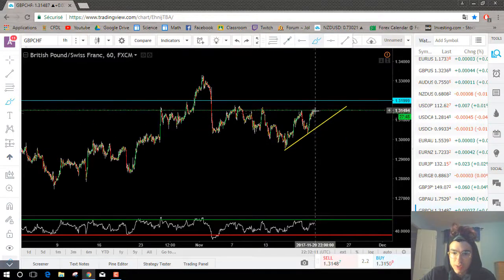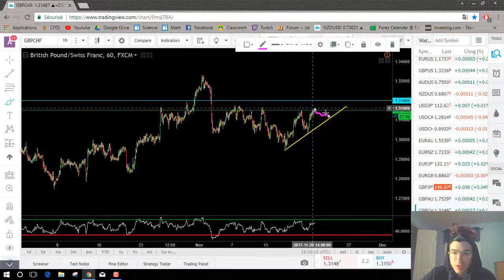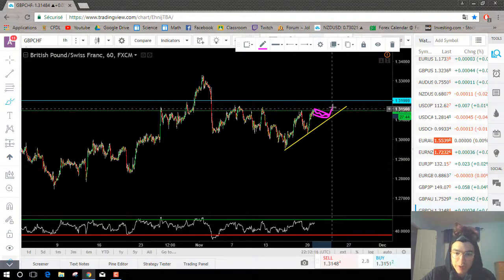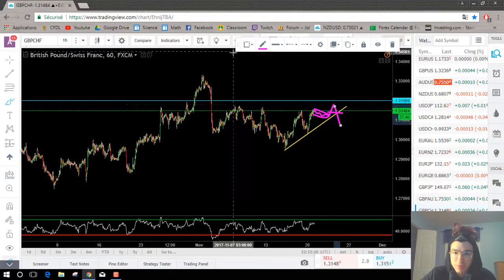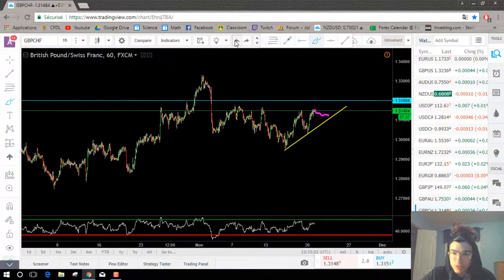Upside right now, there's no buy setup. If we get a flag right here, you can maybe take a buy, but like I said, when it breaks the top, put it at break even because it can reverse very fast after. So be careful with this pair. It's not the best for this week.